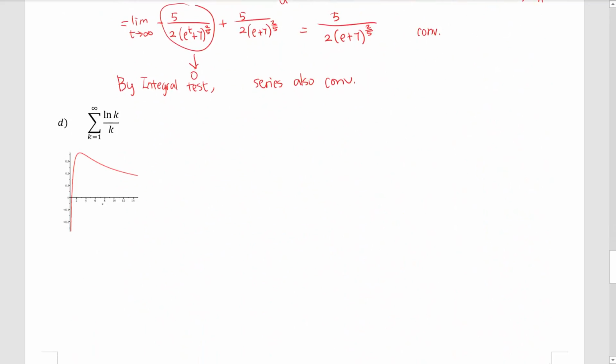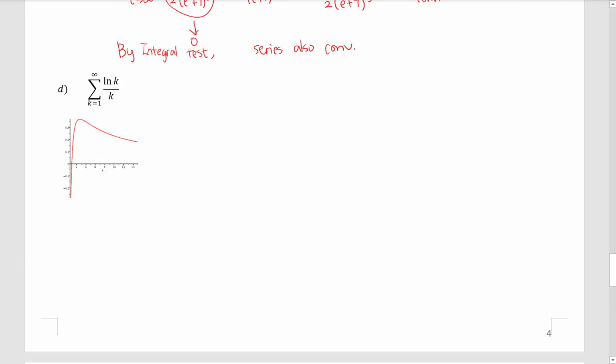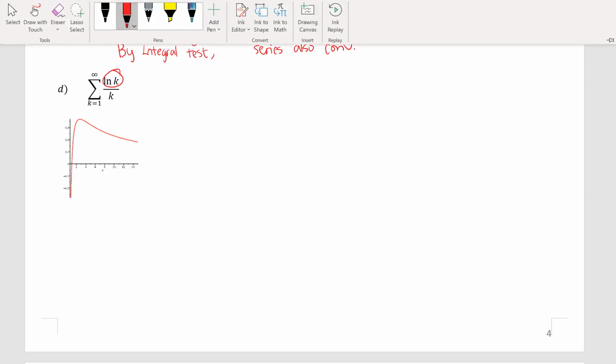All right, part D. We have the sum k equals 1 to infinity of the series ln of k over k. So do you realize that the derivative of ln of k is 1 over k? So I see some u substitution there. So this function can be integrated. Then you can think about the integral test. Here I also provide the graph of it. But remember, let's stick with our steps.